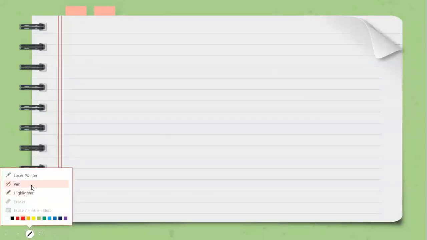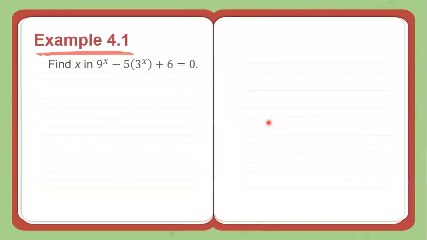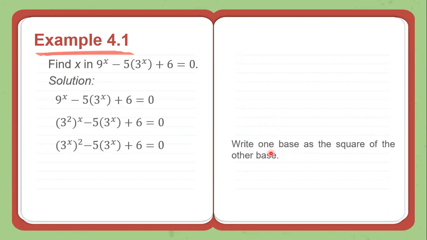So for our fourth method, it involves the case of an exponential equation leading to a quadratic equation. To better grasp this, let's consider this example: 9 raised to x minus 5 times 3 raised to x plus 6 is equal to 0. Our goal here is to write one base. Basically, the first term is the square of the other base.